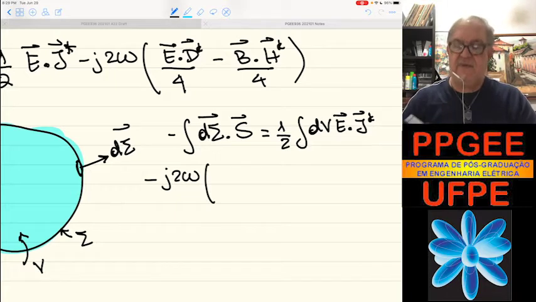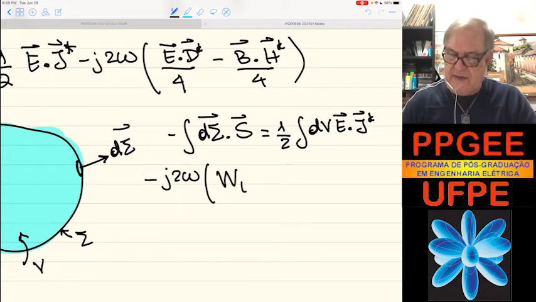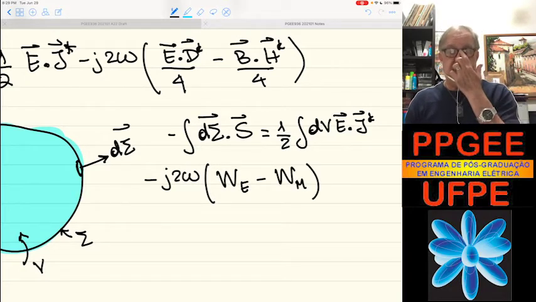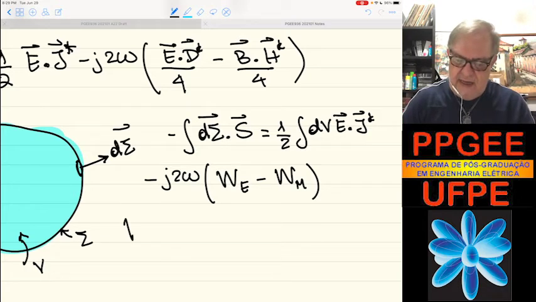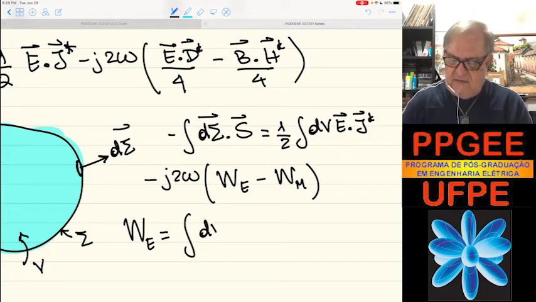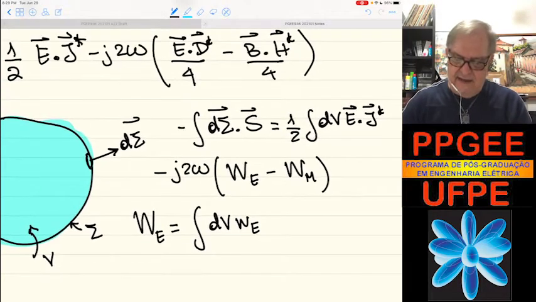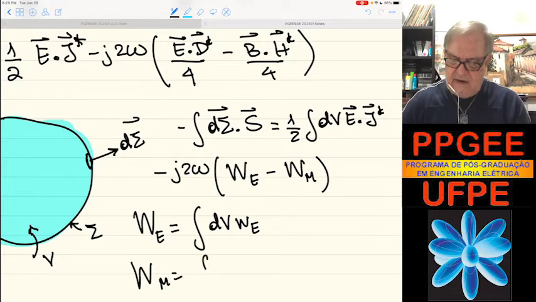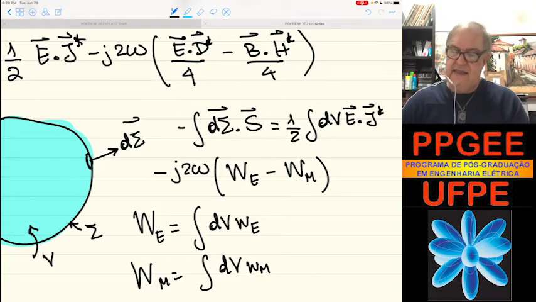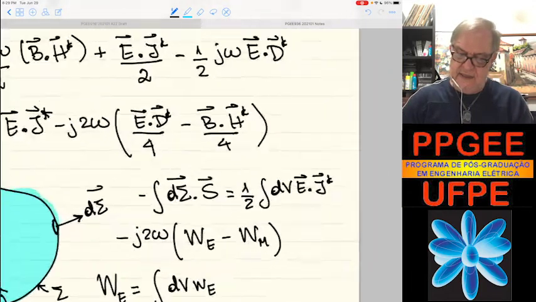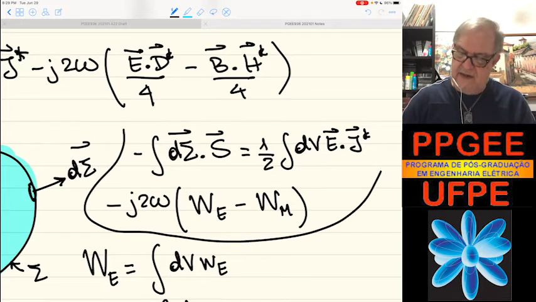Then you have something that we call W_E capital minus W_M, which are complex numbers. These are called complex energies. W_E capital equals the integral in the volume of lowercase w_e, and W_M is the integral of the complex energy density w_m. And these complex energies, you see, this is the Poynting theorem here, in complex form.